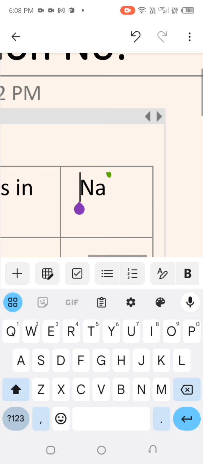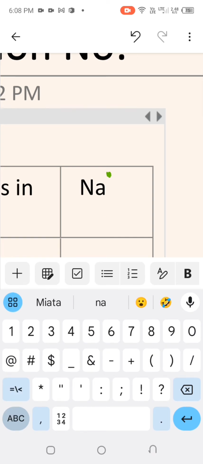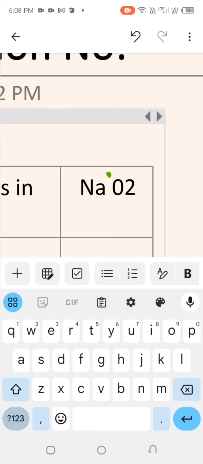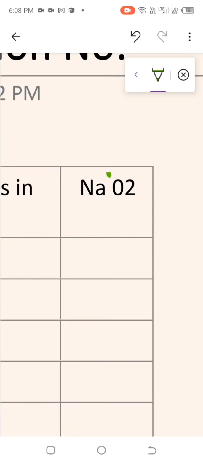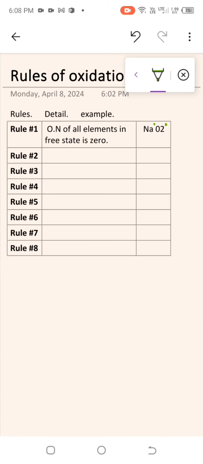0. Same like we have another element, for example, oxygen. So oxygen is a single free state element, so it also has oxidation number 0 like this, fine. Now this is rule number 1. Now let's discuss rule number 2.